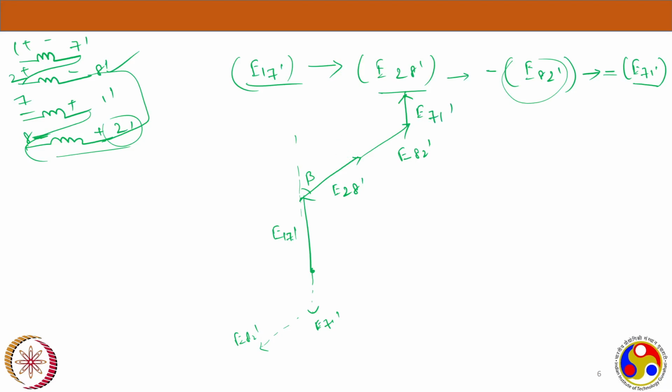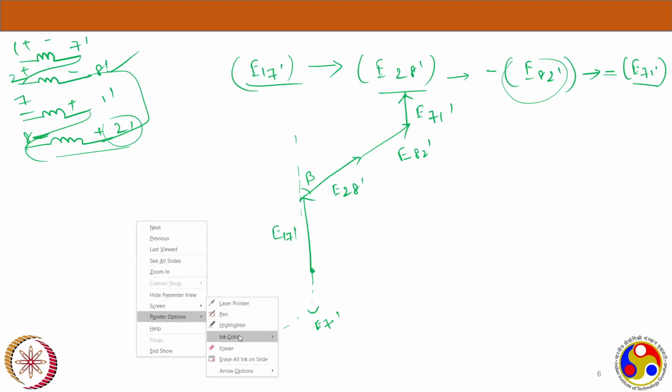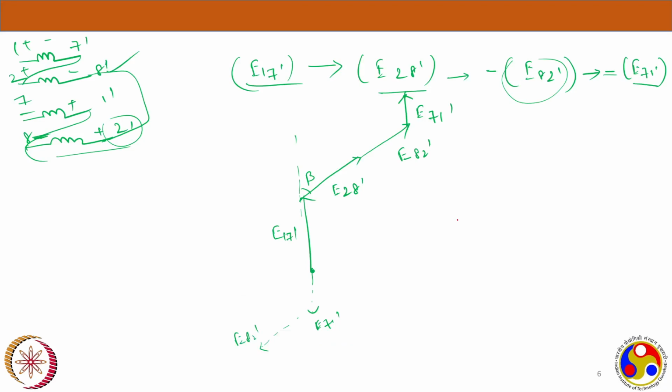E7 1 dash negative. Now the resultant is from here to here. I will draw the resultant in another color. So the resultant is from here to here. If you see, everything is going on adding, plus this plus this plus this plus this plus. The resultant will be this one.